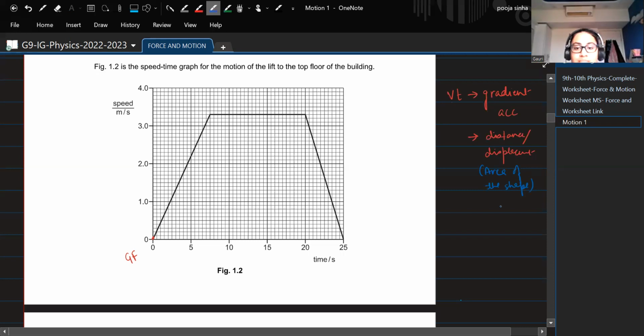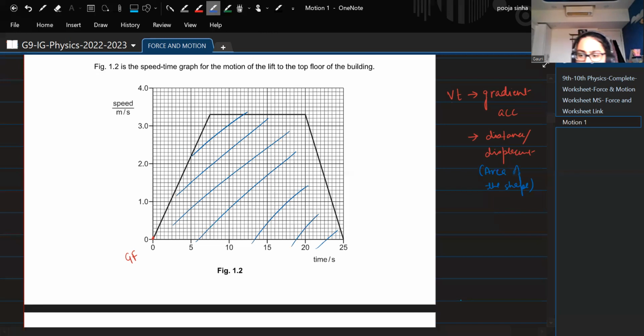The trapezium. It's asking us from where to where? From the ground floor to the top floor. From the 0 second mark to the 25 second mark. So I have to find everything under this. Yeah. All of this. What shape? It's a trapezium.